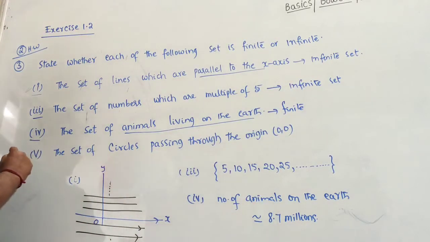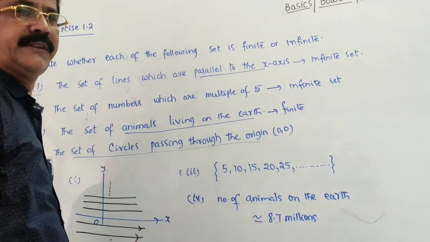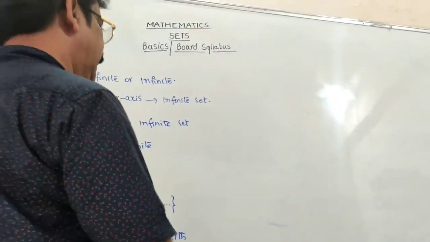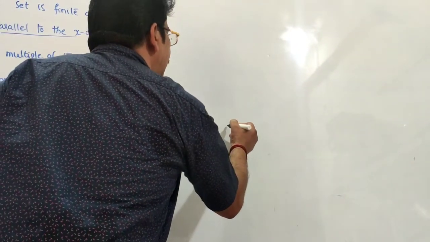Next, number 5. The set of circles which pass through origin. So it seems to be a finite set. No, it is not finite. Here, this is the circle.